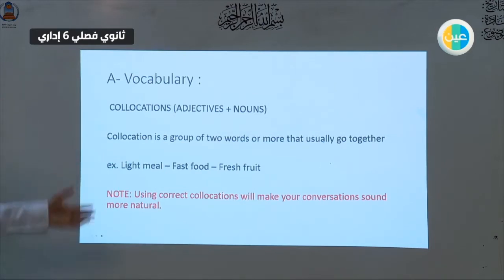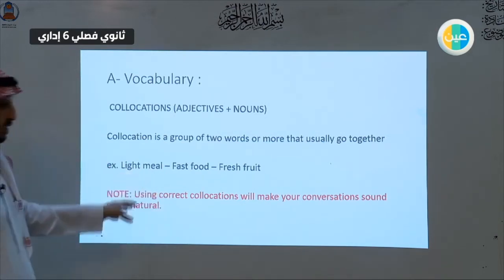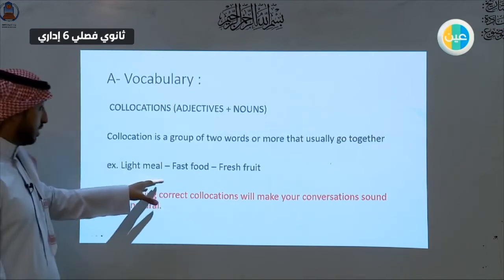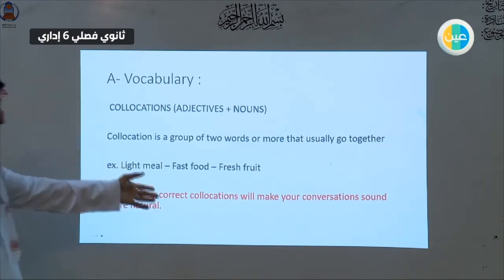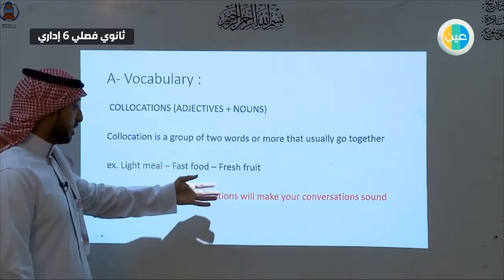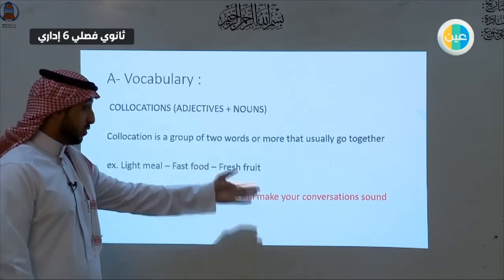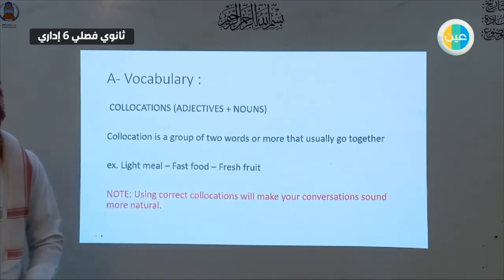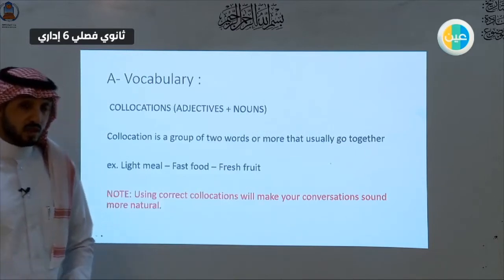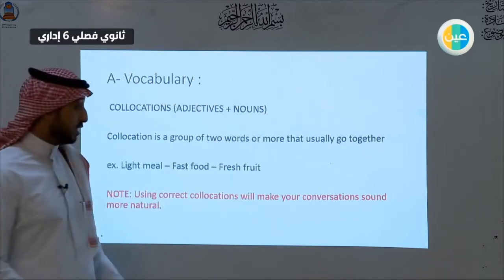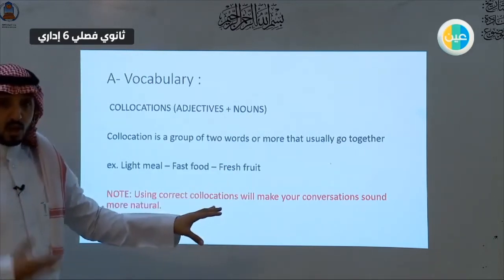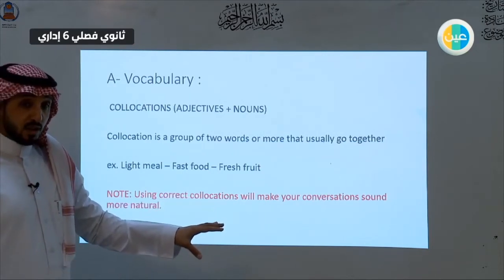For example, light meal. Light is an adjective and meal is a noun. Fast, adjective; food is a noun. Fresh, adjective; fruit is a noun. So they come together. There is no rule to follow, guys. ما في قاعدة تتبعها. You have to learn them by heart and then practice.